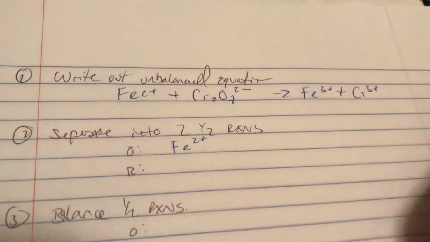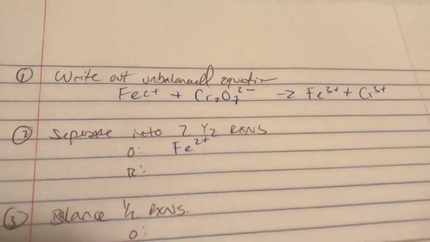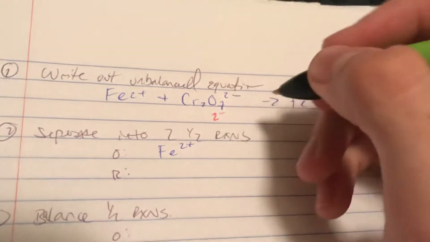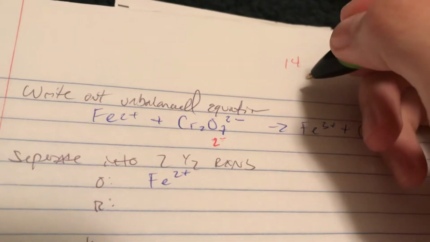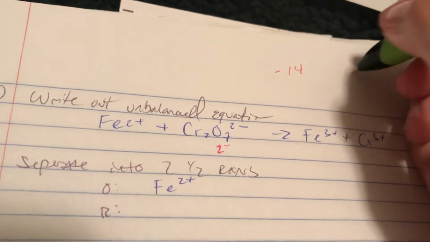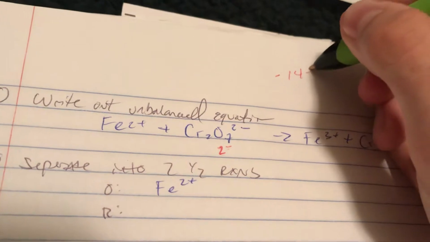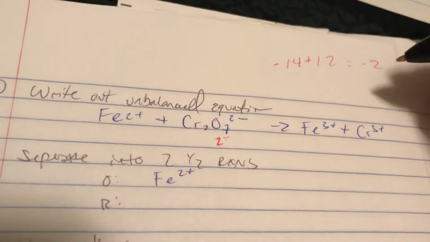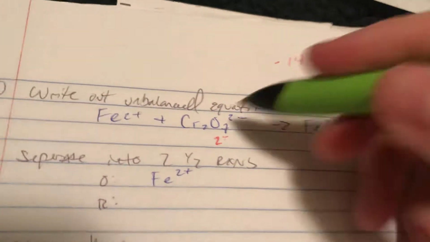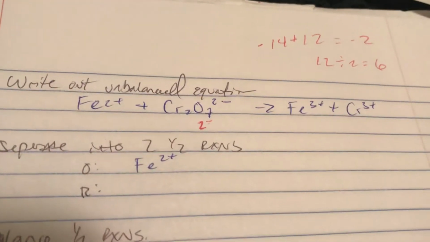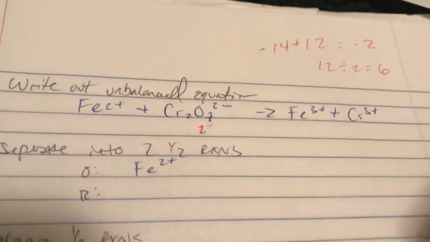So oxygen's oxidation number is always going to be 2-. 2- times 7 is 14, so we've got negative 14. And the overall charge is supposed to be 2-. So negative 14 plus what gives you negative 2? Well, 12. So 12 divided by the 2 atoms of chromium is going to be 6. Therefore, chromium's oxidation number is going to be 6.